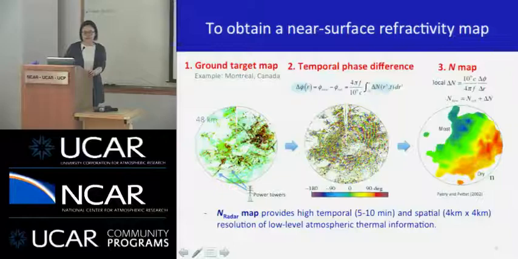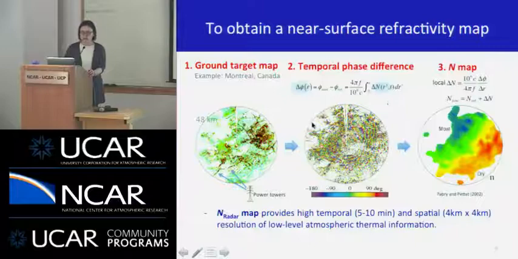So the darker color here shows where the ground targets are located. The darker areas are the urban area, so you get good ground targets. Also, these thin lines are the power poles. They are also good ground targets, because they don't move. So their phase is more representative of the refractivity change.